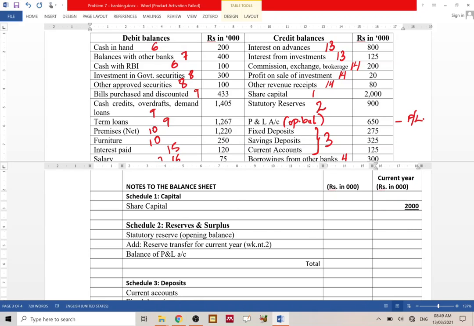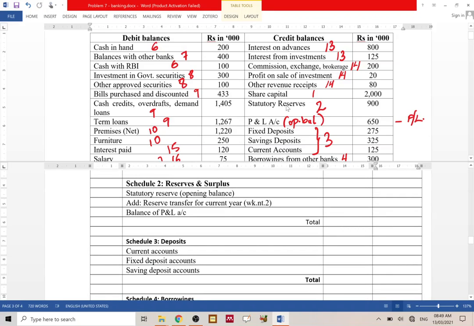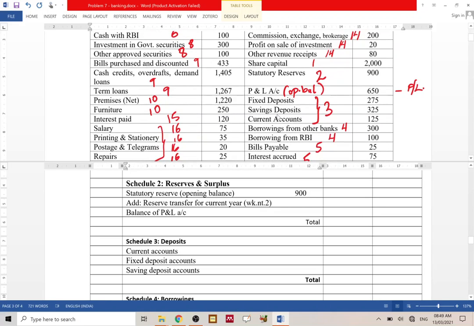Okay, highlighted, underlined. Next, let's see, we are given statutory reserves, and this statutory reserve, we consider that it is the opening balance. Since we are doing the complete problem where we are going to tally the problem, this is 900 of the statutory reserves. Then in case of statutory reserve, we will make an additional transfer to the statutory reserve for the current year. For that we will first calculate the profit for the year, and from that we will calculate the amount of statutory reserve that is to be transferred.